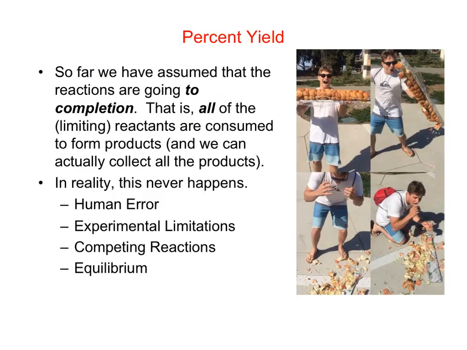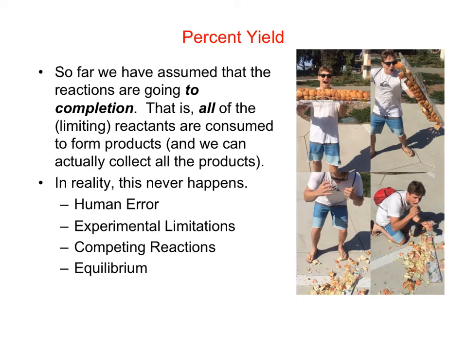In this video we're going to talk about percent yield. So to this point, we've been assuming that all of the reactions are going to completion. That is, that all of the limiting reagents are consumed and are completely converted into products. And we're also assuming that we're actually able to collect all of the products. And in real circumstances, this is not true.